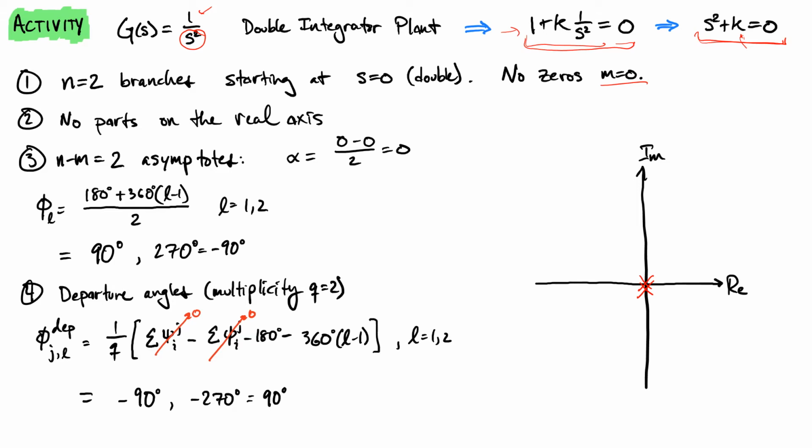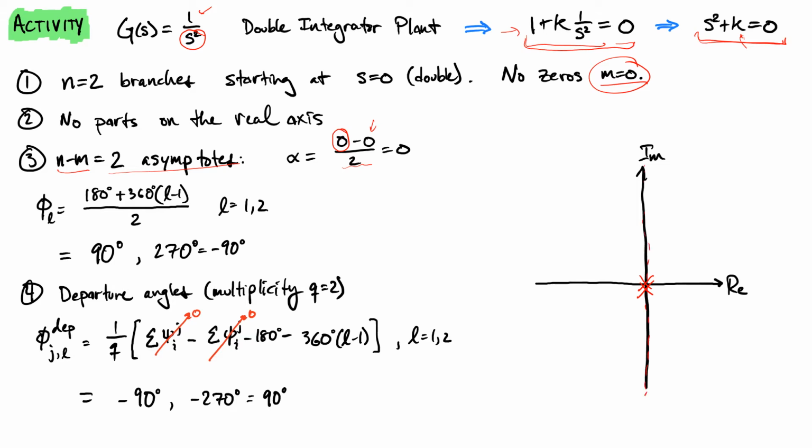Since we have no zeros, so m is equal to 0, then that means that both of these branches need to terminate at asymptotes. And so we can calculate where those asymptotes are. The formula for the asymptotes goes like the sum of the poles minus the sum of the zeros. In this case, both of our poles are located at 0, and we have no zeros, so that's the 0 there. And we're going to divide by n minus m, which is 2, and so that means that our asymptotes are at 0.